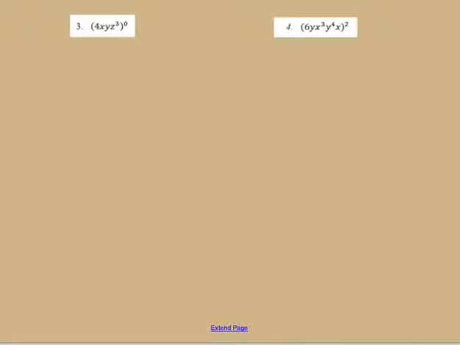For number 3, you see that it's being raised to the 0 power. Well, anything to the 0 power is automatically going to be 1. So number 3 should take you all of 2 seconds. Let's take a look at number 4.